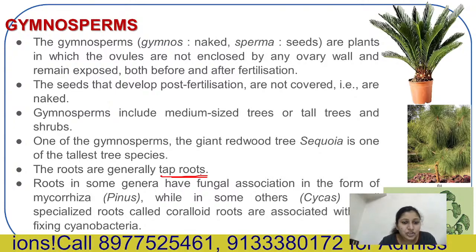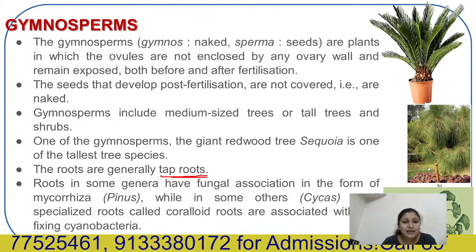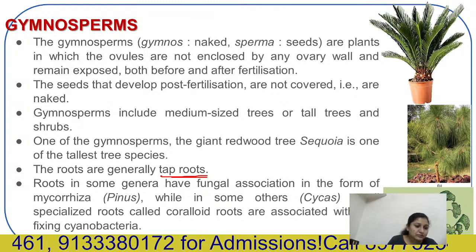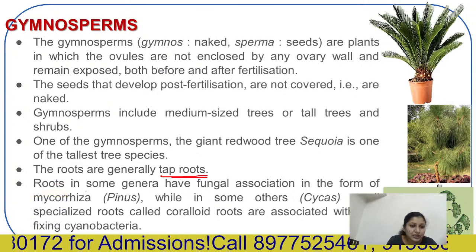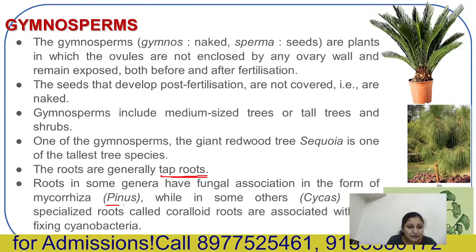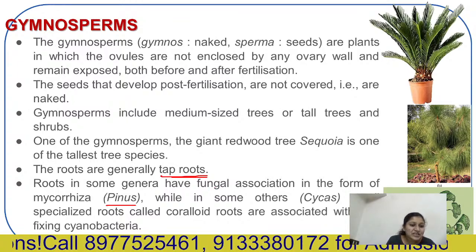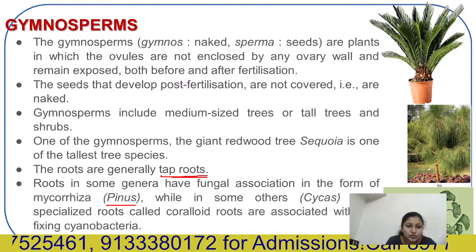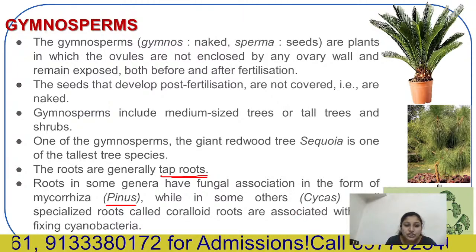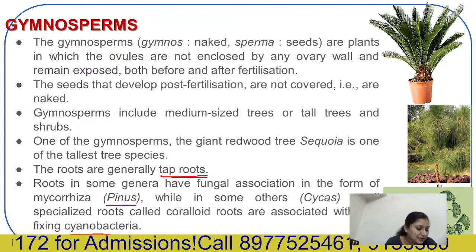So roots in some genera have fungal association in the form of mycorrhiza. While this is also important, it is a symbiotic association with fungi. It is Pinus which has a symbiotic association with fungi to increase the surface area, while some others, like a small specialized root called coralloid roots, are associated with N2-fixing cyanobacteria.